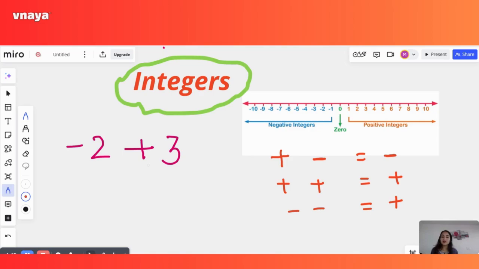So what are my two numbers? 3 and 2. Let's subtract them. 3 minus 2 is equal to 1. So you're going to write here the 1.